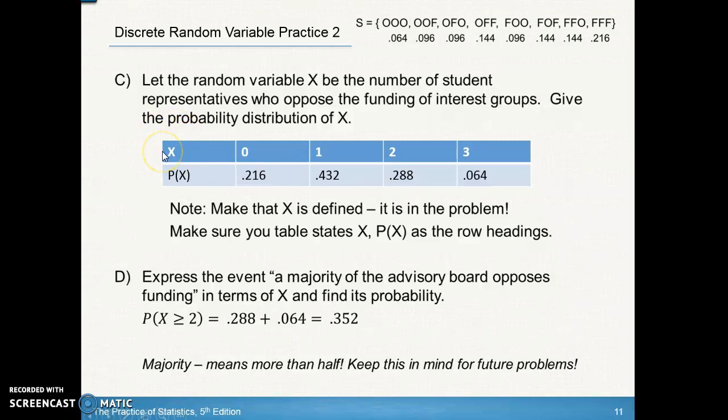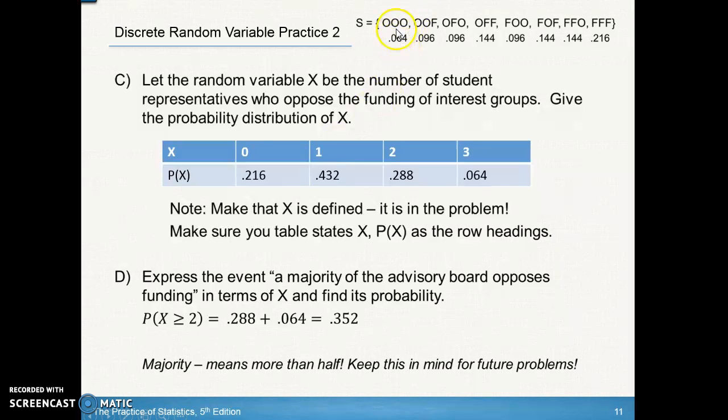We know that it's the number of student representatives who oppose the funding of interest groups, and probability of x is the probability of that occurring. So when we say 0 here, that's saying that none of them oppose the funding of interest groups, they all support it. So up here we're going to take a look at this probability, that's the 0.216. Okay, this is when one of the students oppose the funding of interest groups.